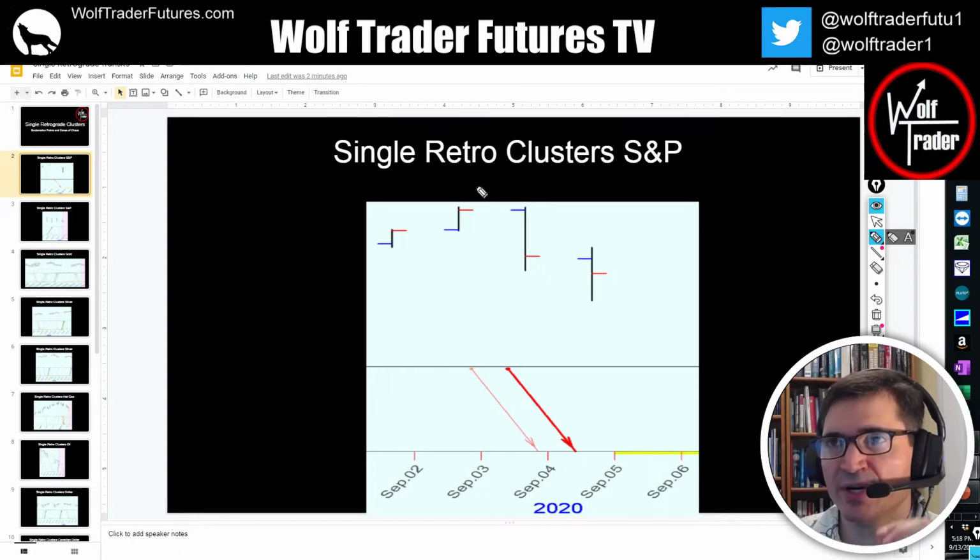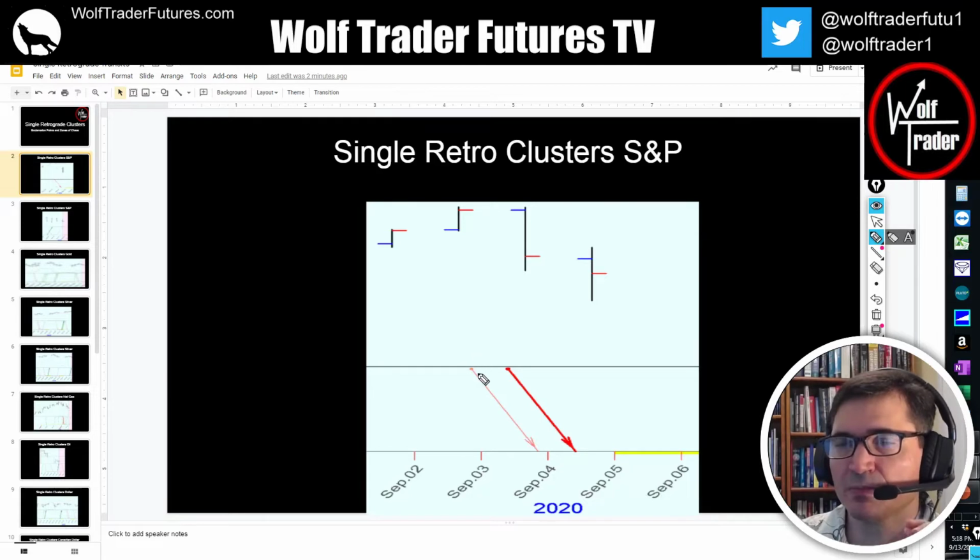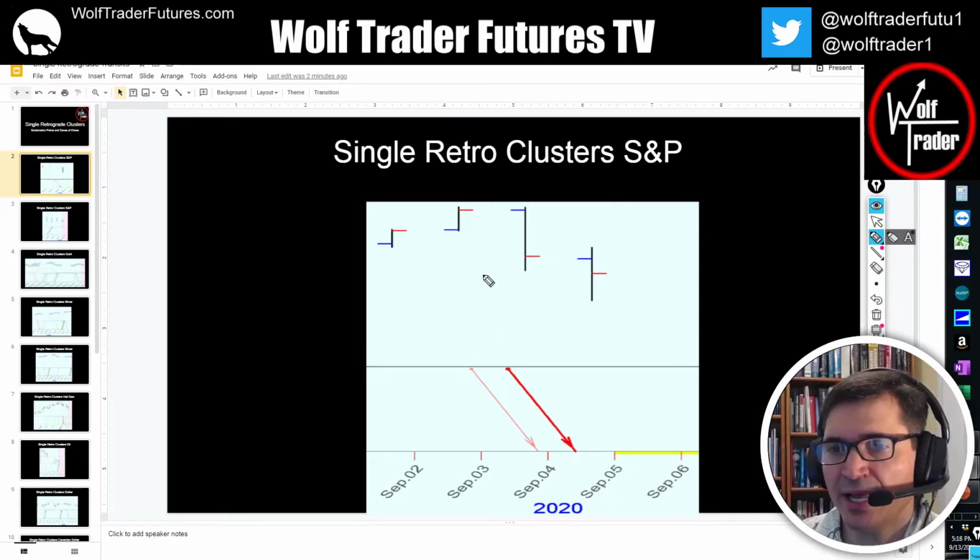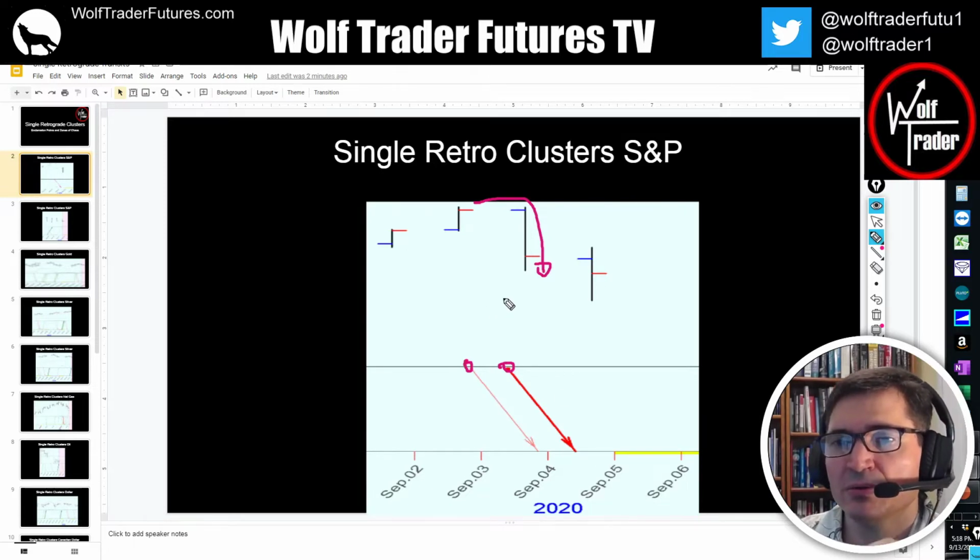We had a bunch of retrogrades right near that high on the S&P, okay? Statistically, looking at this day here and this day here, this said that the next day should have been down hard, and it was. What I find with these single retrograde clusters is that you get these huge swings in the market that look like noise. In this case, it looked like a topping pattern, but this was in alignment with the actual retrograde cluster pattern, okay?